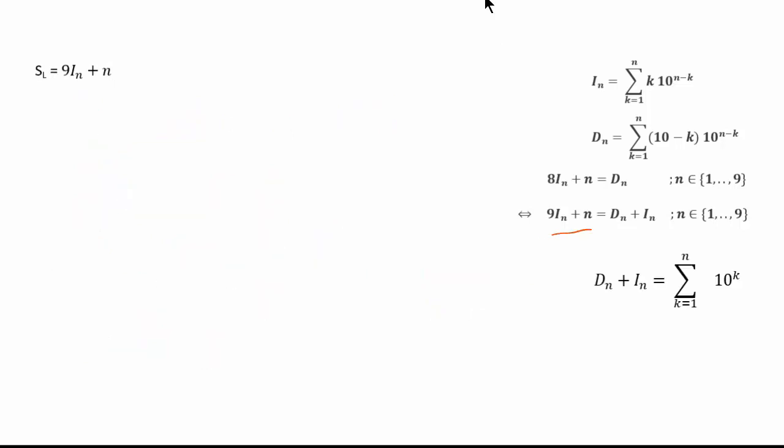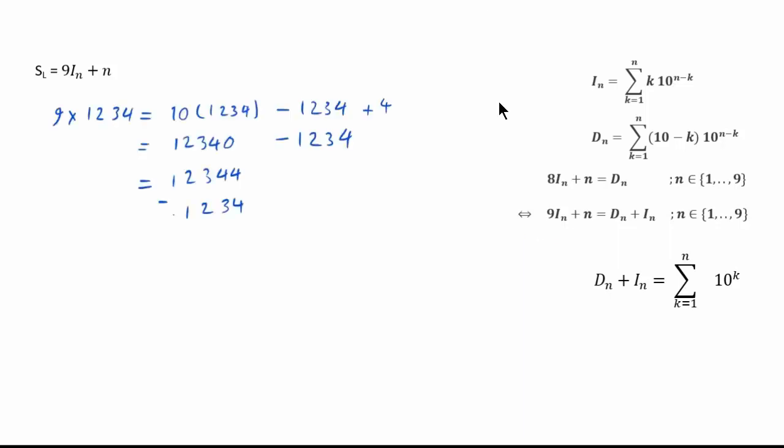As for the left-hand side, let's recall what we did in the arithmetical solution. We worked with the case of n equals 4, and this is I4, and we wrote it as 10·I4 minus I4 plus 4, which is equal to this number minus this number. But what we didn't mention then is that this number is actually I5 minus 1, because I5 is 1, 2, 3, 4, 5. I5 minus I4 minus 1.